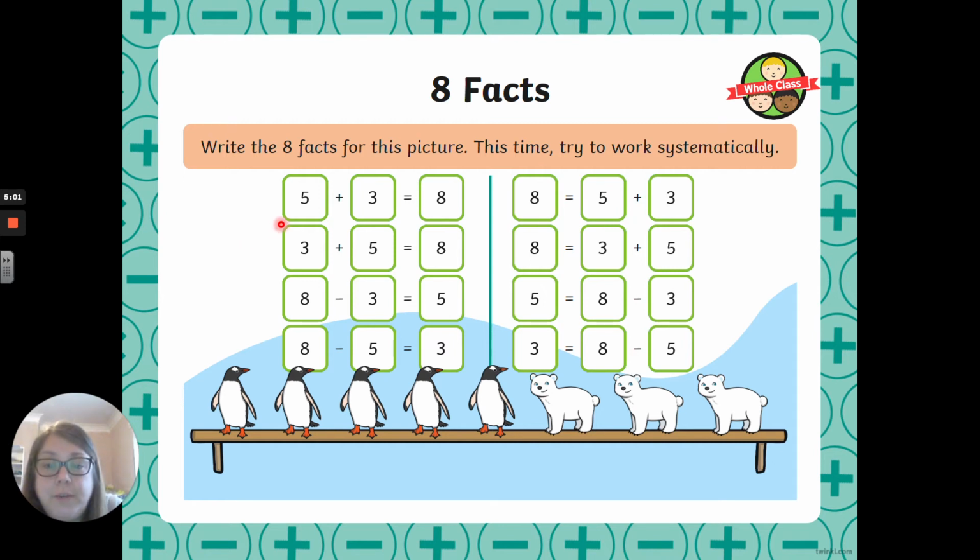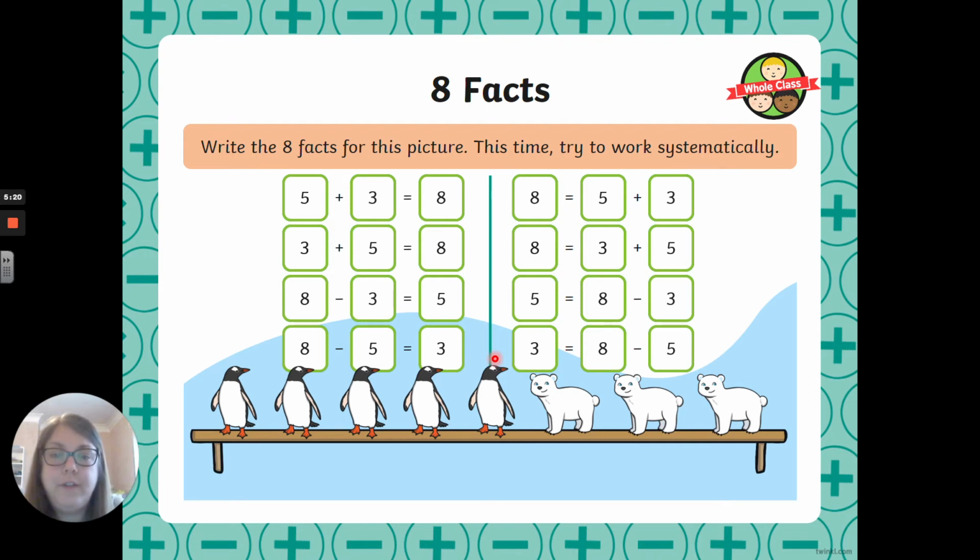5 add 3 equals 8. 3 add 5 equals 8. 8 take away 3 equals 5. 8 take away 5 equals 3. 8 equals 5 add 3. 8 equals 3 add 5. 5 equals 8 take away 3. And 3 equals 8 take away 5.